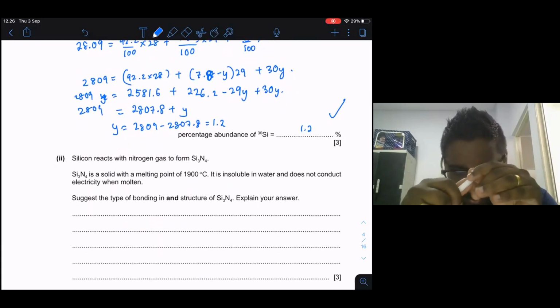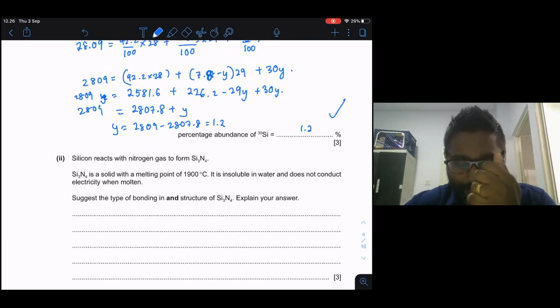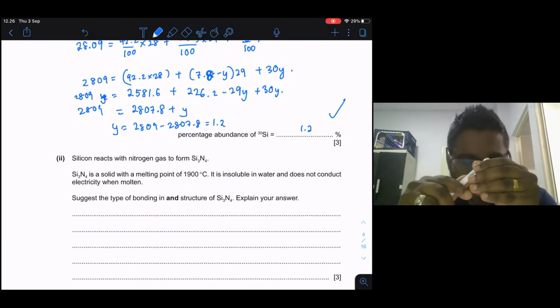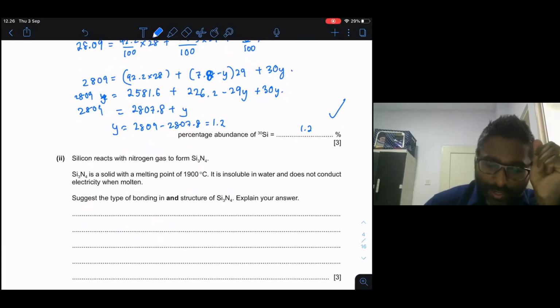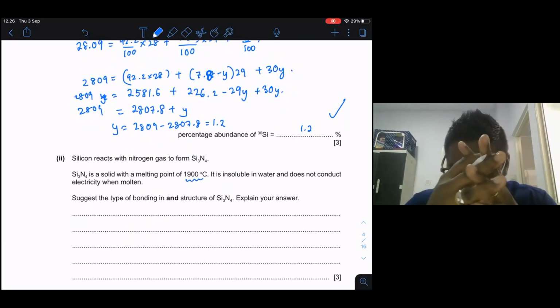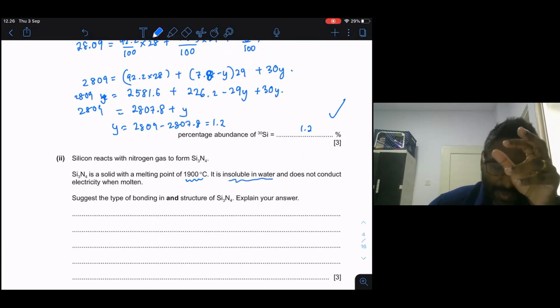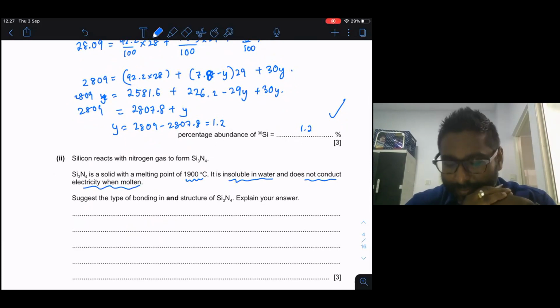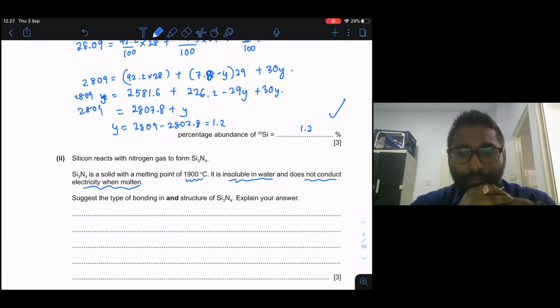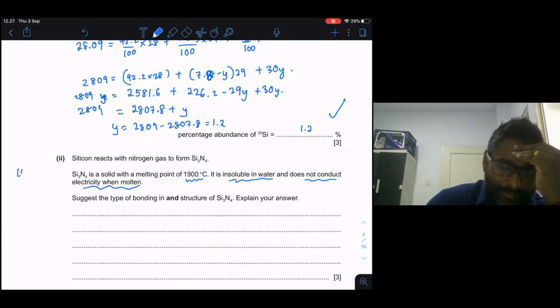Silicon reacts with nitrogen gas to form Si3N4, which is a solid with a melting point of 1900. It is insoluble in water and does not conduct electricity when molten. So when something does not conduct electricity in the molten state, we are talking about covalent bonding, a covalent molecule. So I know that this is going to be covalent.